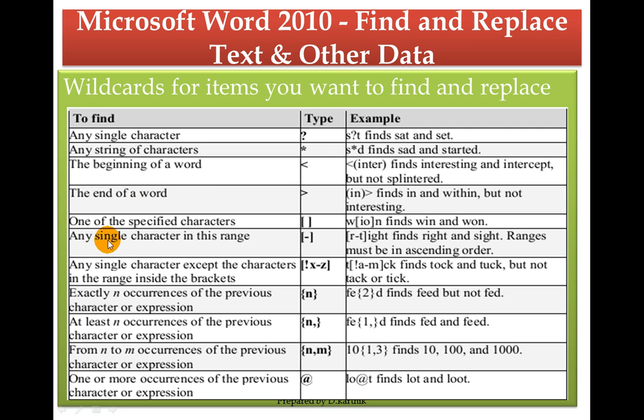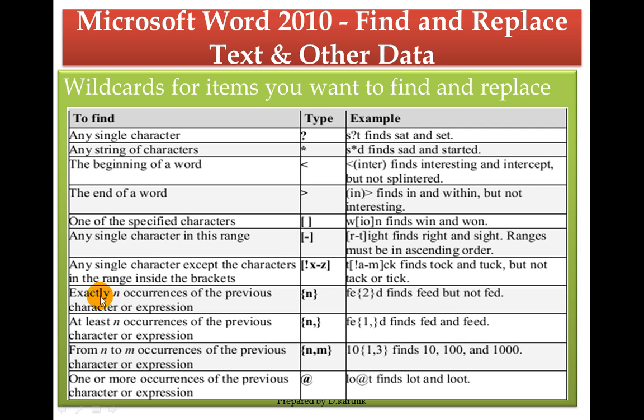For one of the specific characters, use square brackets, for example w[io]n. This finds win or won; you can use either i or o in that position. For any single character in a range, use a minus along with your square brackets, for example [r-t]. And for any single character except the characters inside the brackets, use this option.